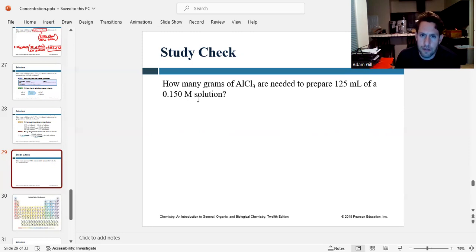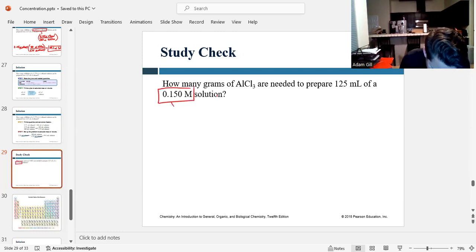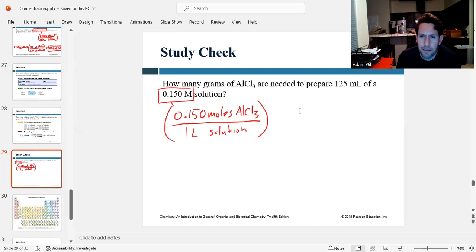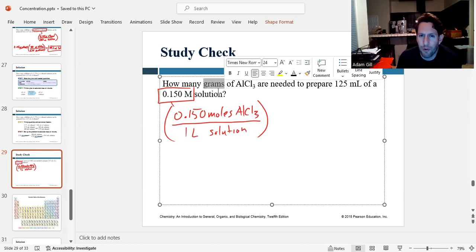So let's express this concentration as a fraction. So 0.15 capital M means 0.150 moles of AlCl3 per 1 liter of solution. So there's the conversion factor that we'll need for this problem. And the other thing we're going to need is the molar mass because they're asking us about grams.